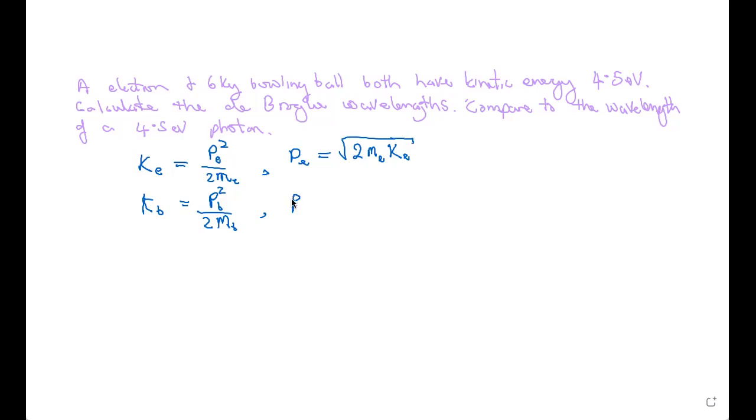And likewise for the bowling ball, the momentum of the bowling ball is the square root of 2 times the mass of the bowling ball times the kinetic energy of the bowling ball. And I know the mass of the electron and the bowling ball. I know the kinetic energy of the electron and the bowling ball. So all I need to do at this point is to plug in the numbers for the masses, plug in the numbers for the kinetic energies. And so let me go ahead and do that.